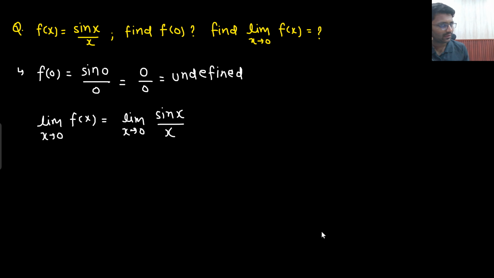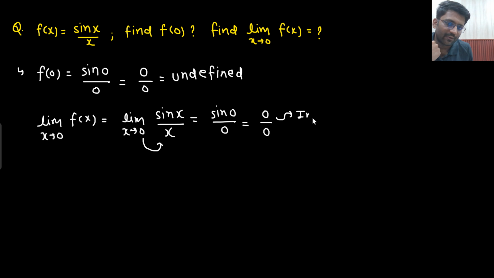Say yes or no. If this is what you are supposed to find out, then directly put this 0 here. What are you getting? Sin 0 divided by 0. What is the value of sin 0? Sir, that is 0 only. 0 divided by 0. Which form are you getting? Sir, indeterminate form we are getting.